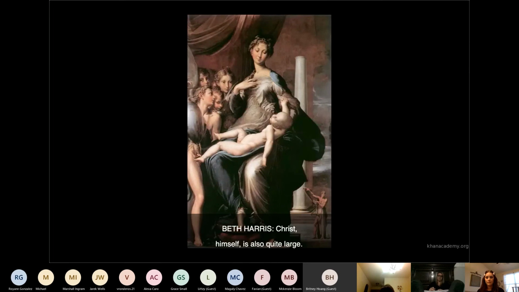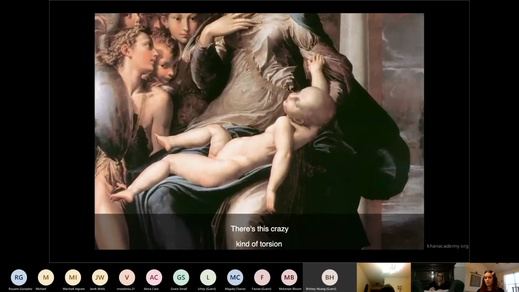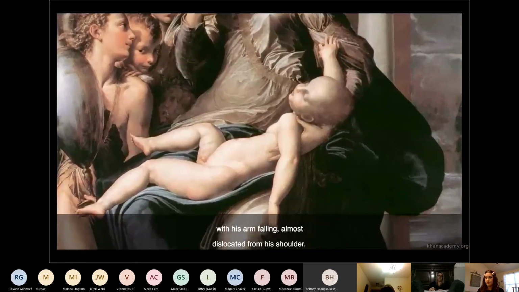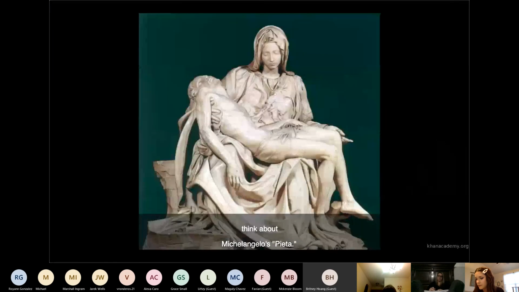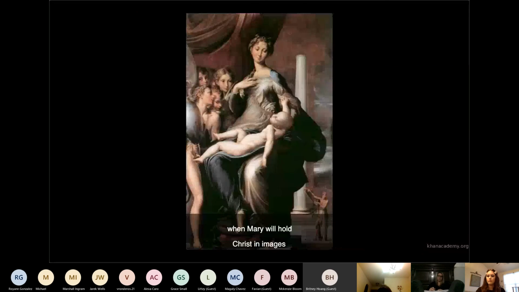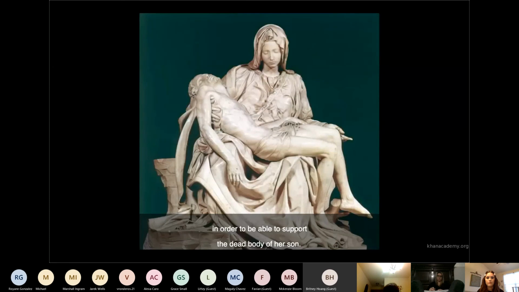Christ himself is also quite large. It's not just large, but look at the way he splays his body. There's this crazy kind of torsion with his arm falling dislocated from his shoulder. There is a precedent for that way that his left arm falls down. If you think about Michelangelo's Pietà, and Christ here as a child, but perhaps echoing when Mary will hold Christ in images like the Pietà when Christ is dead. And in fact, Christ looks asleep, but there's also a way that he looks dead too. So that reference actually in some ways explains the mass of her lap, because in that sculpture, Mary is quite substantial in order to be able to support the dead body of her son.